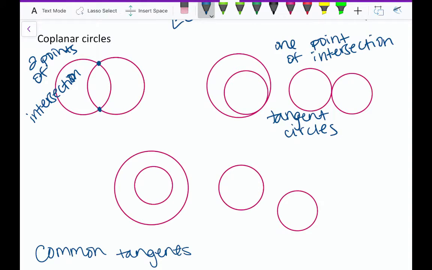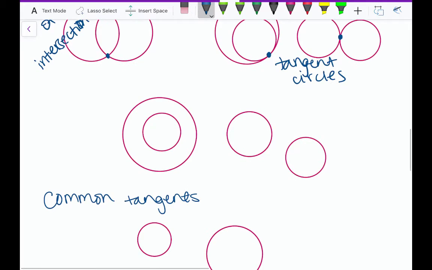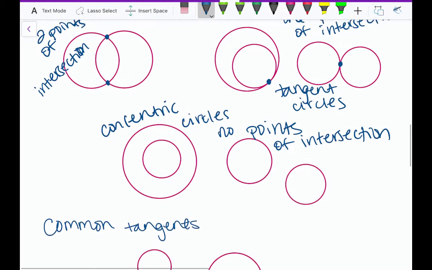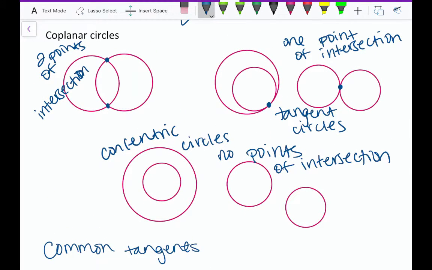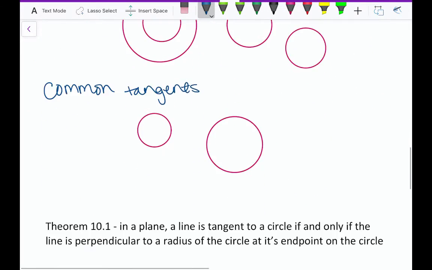So the points of intersection are, for instance, here, again, that it just touches at one point, or here, it just touches at one point. And then the last one, those are called concentric circles, and obviously there are no points of intersection. So those are the three different ways that you might see two circles in the same plane.